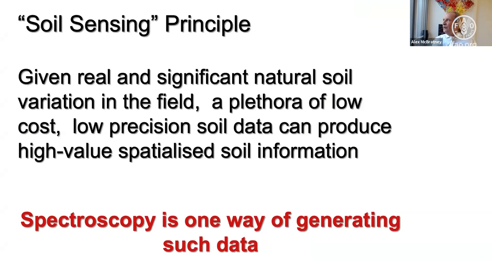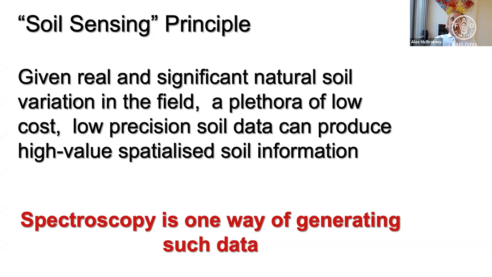Now, why would you do routine field spectroscopy as opposed to doing it in the lab? In the lab, because you've got more controlled conditions, you might get a more precise result. But there is a principle here that analytical chemists often don't appreciate, but field soil scientists do. When you have real and significant natural soil variation, in other words, the soil itself varies across the landscape, across a field, if you have low cost, low precision soil data generated, say, from a spectrometer, and we can do that at lots of places, that can produce much higher value spatialized soil information.